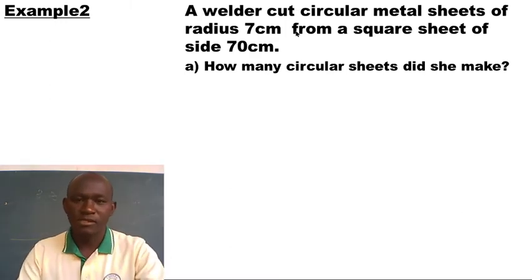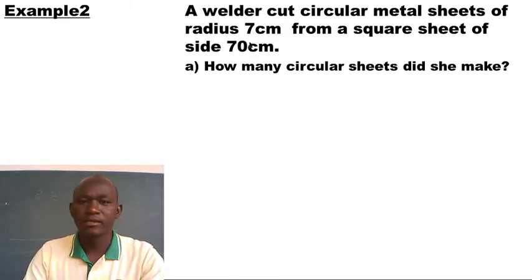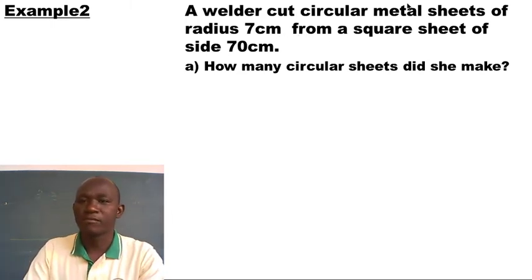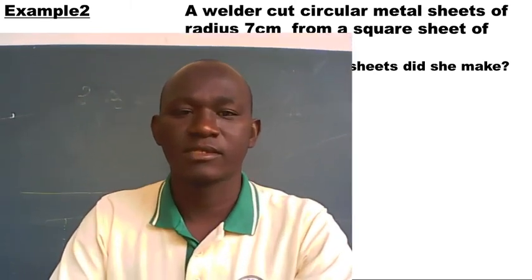Oh, there's a problem here. It says a welder cut a circular metal sheet. Okay, fine. But let me have that corrected. A welder cut circular metallic sheets. How many circular sheets?